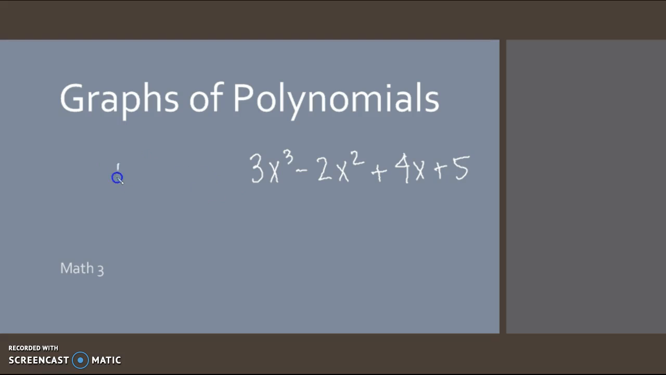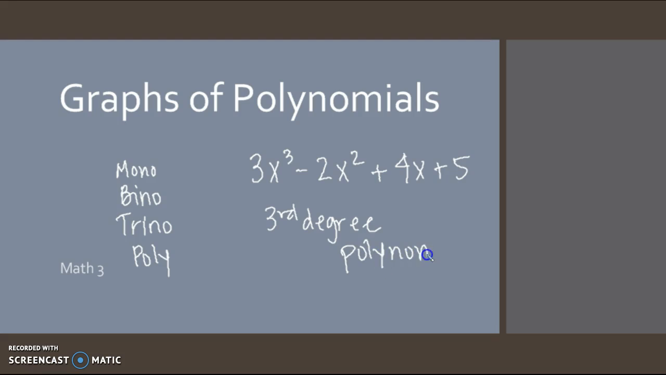So if it's one term, we have a monomial, a two term is a binomial, a three term is a trinomial, and then four or more is a polynomial, right? So in this case, this one would be a third degree polynomial. All right, so just keep that in mind whenever we are graphing these different polynomials.